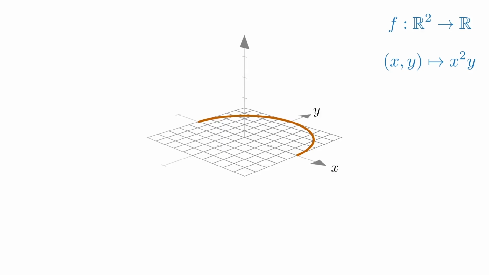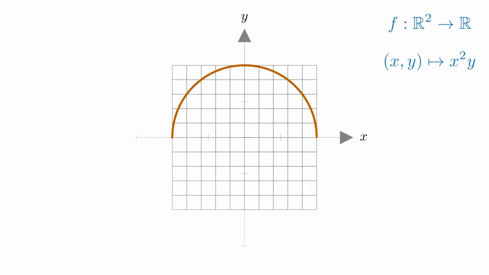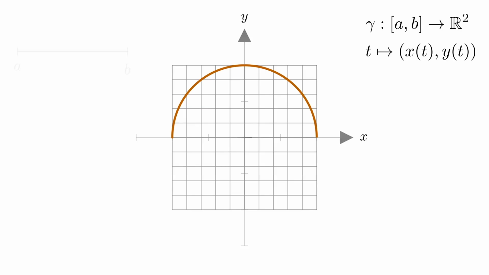To do that, we need a parametrization of the curve gamma in the domain. A parametrization is a rule that takes a parameter t from some interval and sends it to a point in the plane. So we write gamma from the interval a to b into R2, and it gets mapped to the point x of t comma y of t. You should think of t as the input that tells us where we are on the curve.